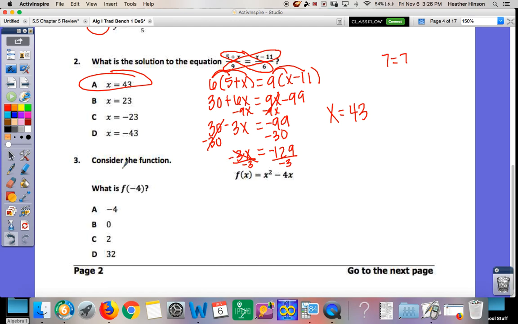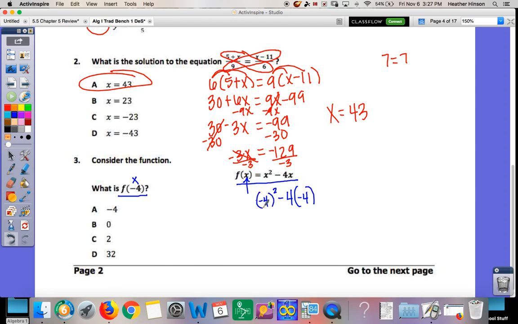Okay, number 3. Considering this function, what is f of negative 4? Well, negative 4 right here is x. It's in the parenthesis, just like x is in the parenthesis there. So all we're going to do is plug into x. We get x squared, so we're going to put negative 4, then squared. Minus 4 times x is negative 4. You have to put it in parentheses.